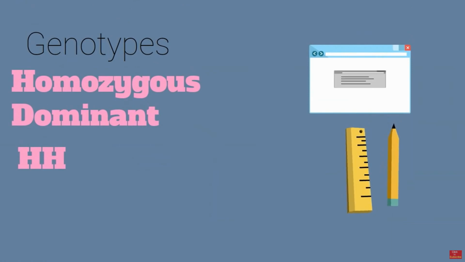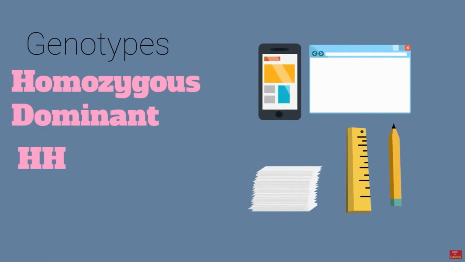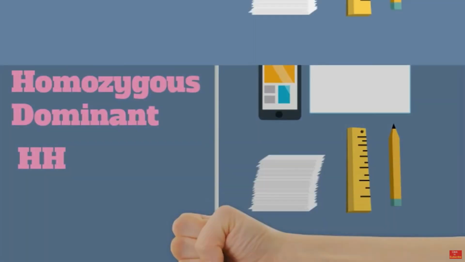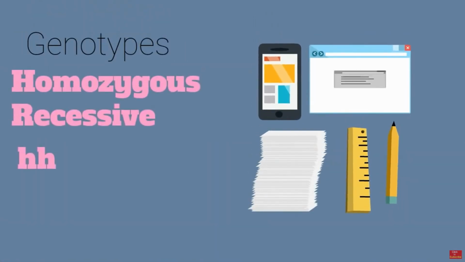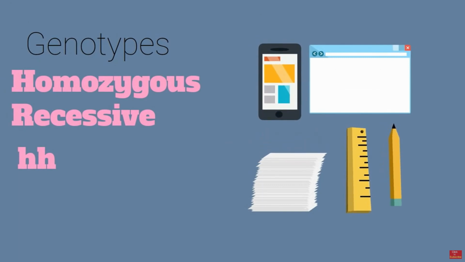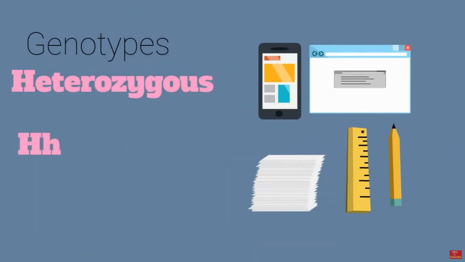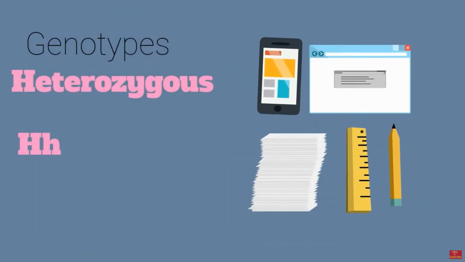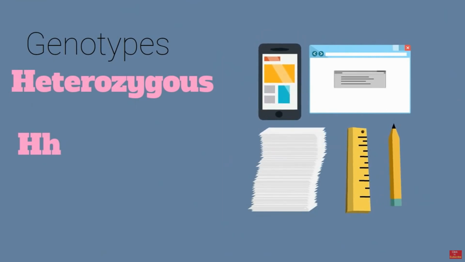A homozygous dominant genotype is written with 2 capital letters because a dominant trait is always written with a capital letter. A homozygous recessive genotype is written using 2 lowercase letters because a recessive is written with lowercase. A heterozygous genotype is written using 1 capital letter and 1 lowercase.